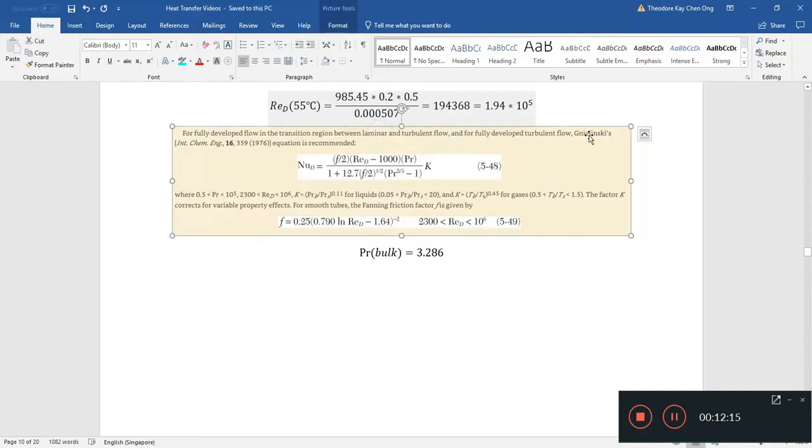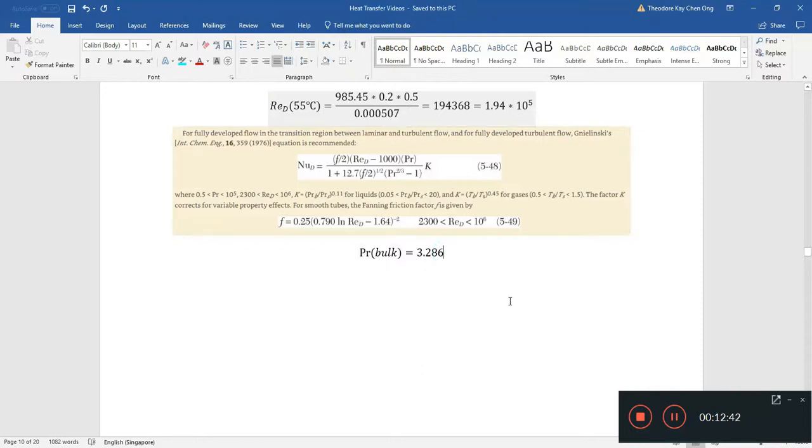turbulent, and for fully turbulent flow, this is the correlation. Where Prandtl is, yes, we are within the range. Reynolds, we are also within the range. So K equals PRB over PRS to the power of 0.11 for liquids with Prandtl number from 0.05 to 20. So this is where we are. Let's look at the PRS then.